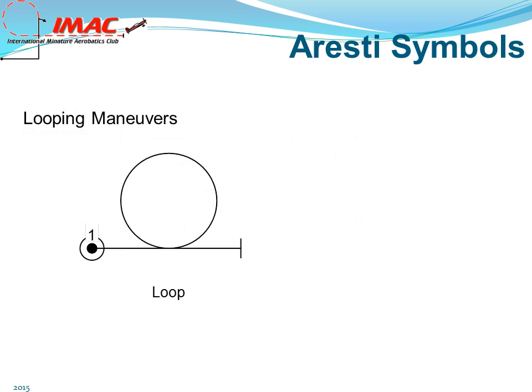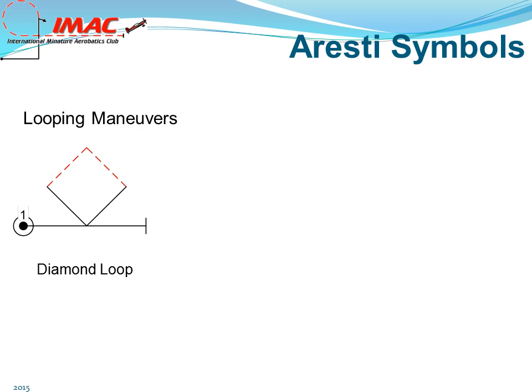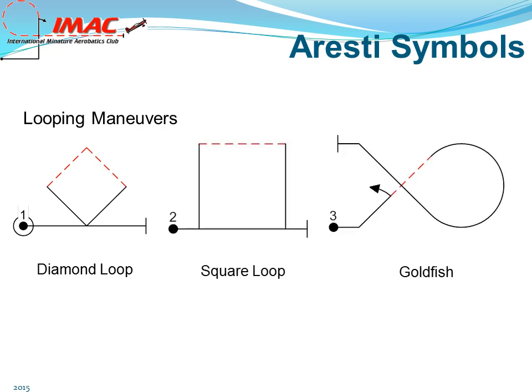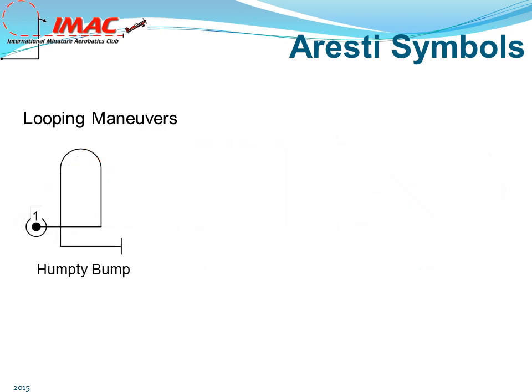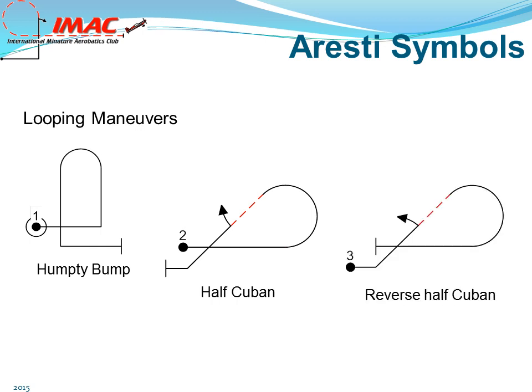This is a symbol for a loop. This is an Immelmann, or a half loop with a half roll on exit. Diamond loop. Square loop. A goldfish. This is a Humpty bump. Half Cuban. Reverse half Cuban.